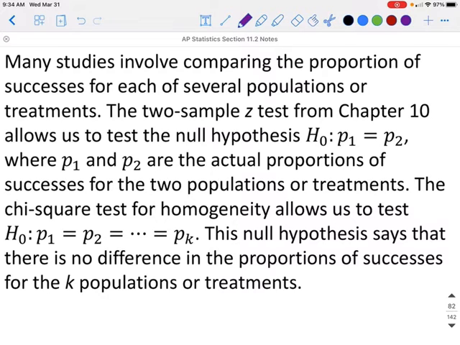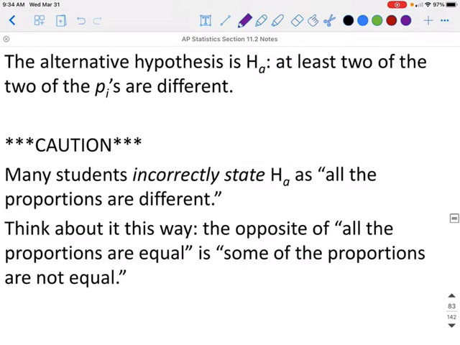So many studies involve comparing the proportion of successes for each of several populations or treatments. The 2-sample z-test from Chapter 10 allows us to test the null hypothesis of p1 equals p2, where p1 and p2 are the actual proportions of successes for 2 populations or treatments. The chi-square test of homogeneity allows us to test the null hypothesis that p1 equals p2 equals all of the p's. And this null hypothesis says that there is no difference in the proportion of successes for the k populations or treatments. The alternative hypothesis would then be that at least 2 of the p_i's are different.